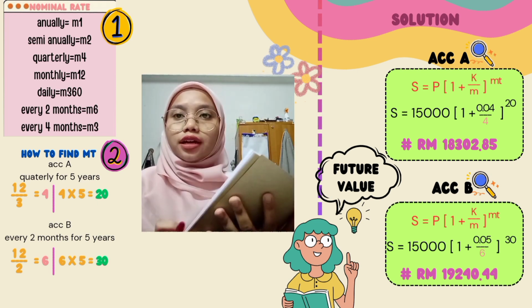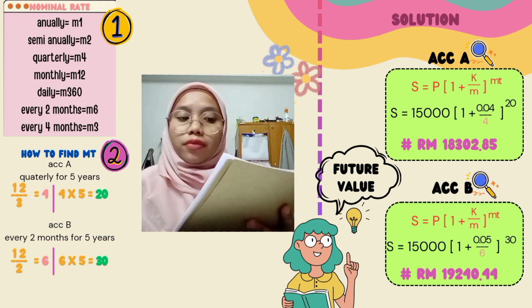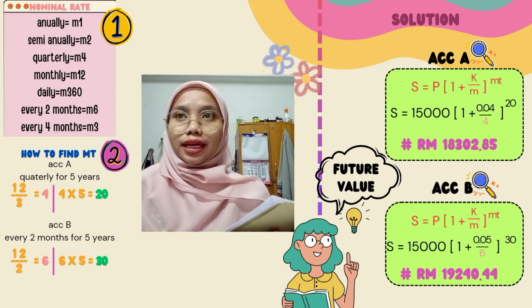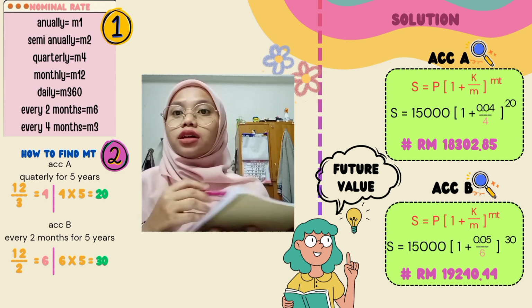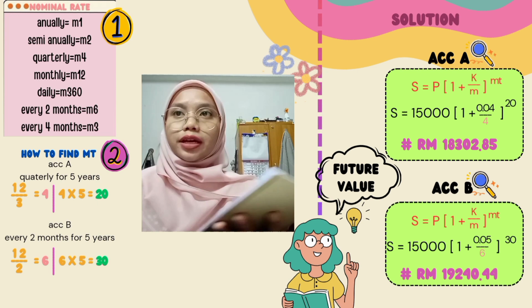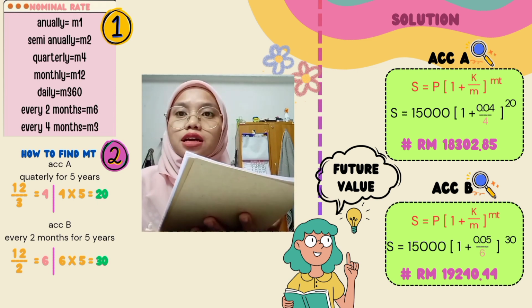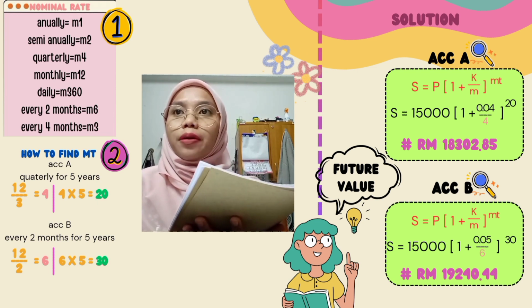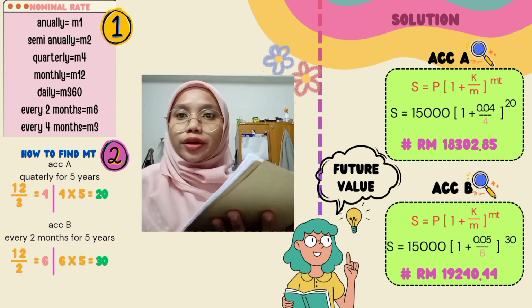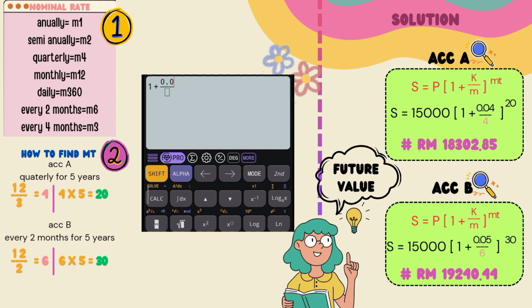The first solution is account A. First of all, we need to write down the formula to get 1 mark. The formula is S equals P, 1 plus K per M in brackets, to the power of MT. After that, we need to put in all the information that is given. S equals P. P is 15,000. 1 plus K per M. K is 0.04 per M. M is 4 in brackets. Power of MT. MT will be 20. So we need to calculate 1 plus 0.04 per 4 to the power of 20, multiplied by 15,000.